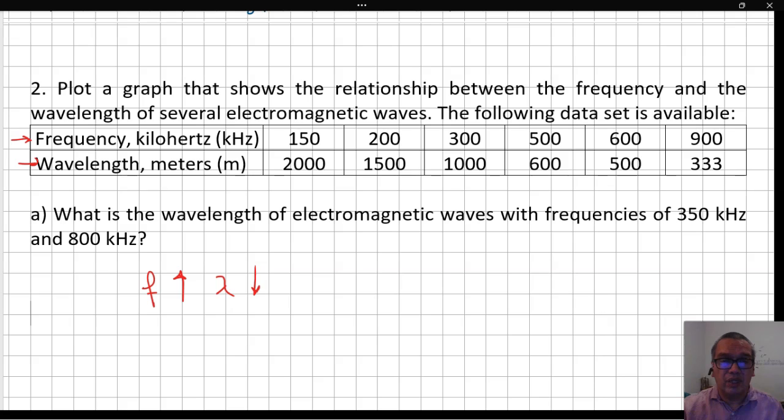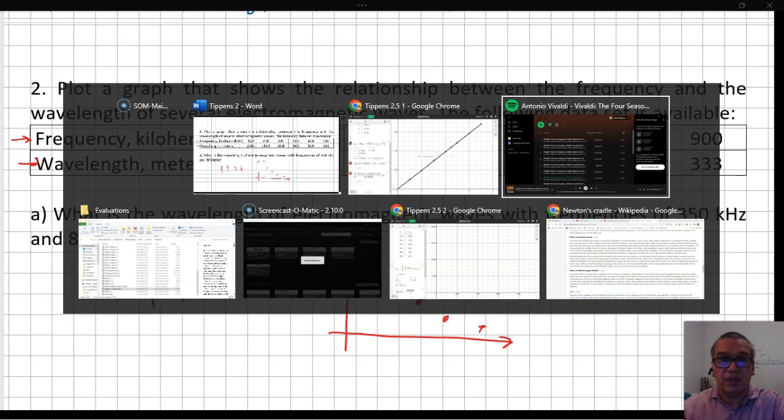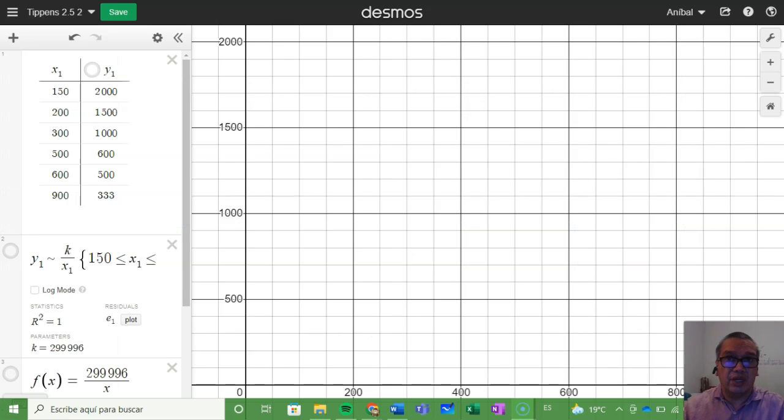For example, when the frequency is 150, you get a wavelength of about 2000. When the frequency is 200, a little bit larger, you get a wavelength of 1500. A frequency of 300 gets you a wavelength of 1000. As you move along these positions, you can see that the higher the frequency, the shorter the wavelength. We can see this also in a graph where I have taken the liberty of entering the data already.